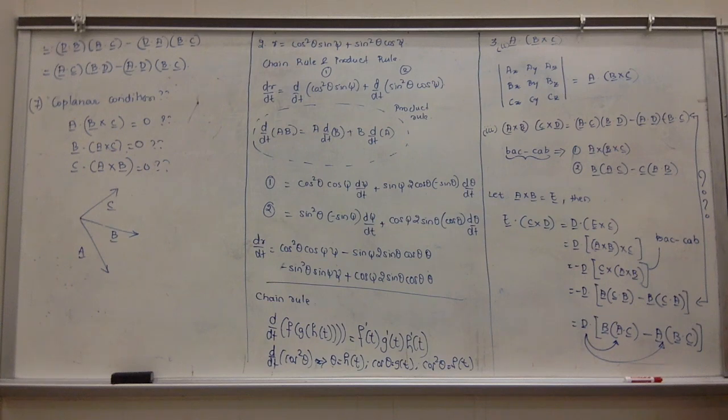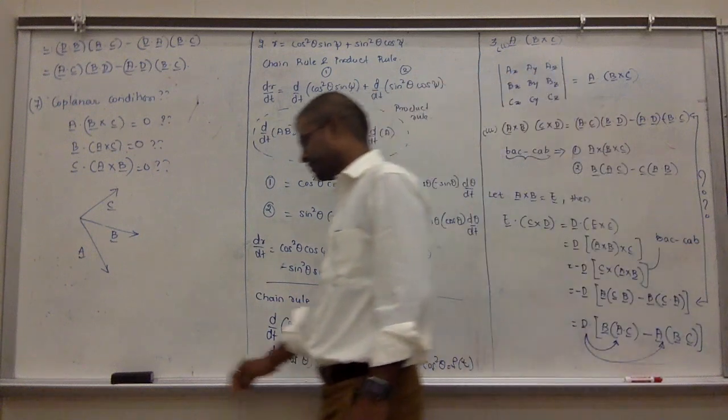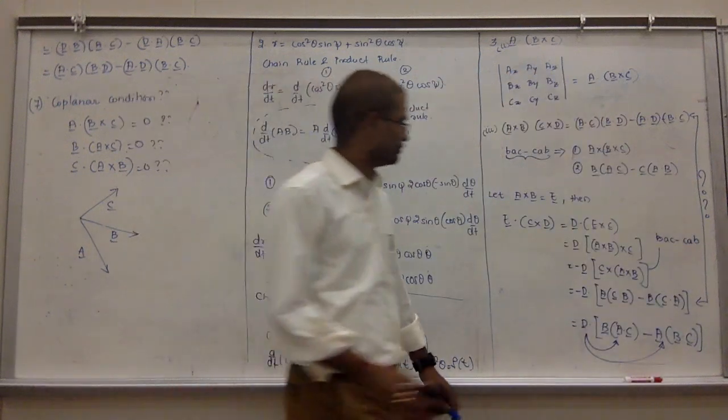B cross C. If A, B, C are in the same plane, where will the resultant vector be? Perpendicular. Yes, it will be perpendicular to B. Think about it.